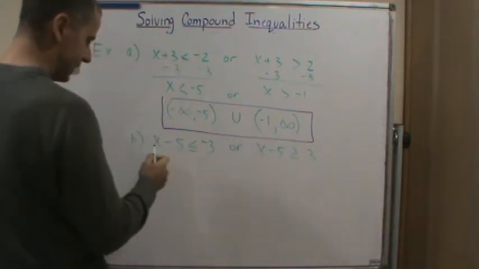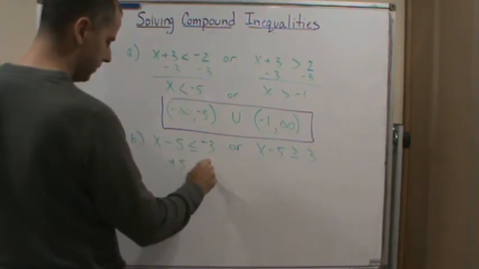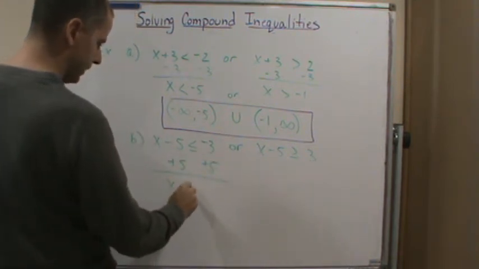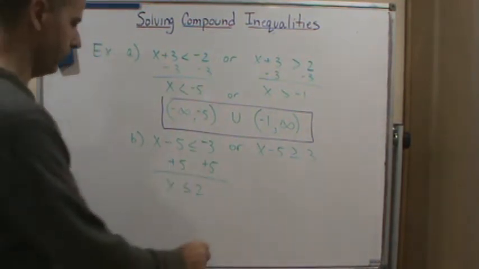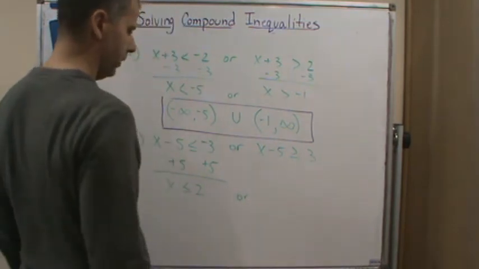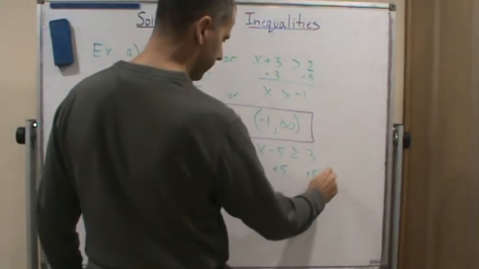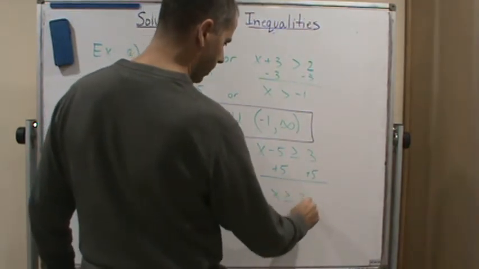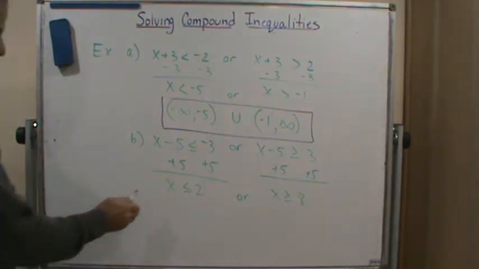Okay, now what about B? We're going to do the exact same thing. In this case, we're going to add 5 to both sides, and we get x is less than or equal to 2. Or, over here, we're going to add 5 to both sides, and we get x is greater than 8. And again, what do these two represent?